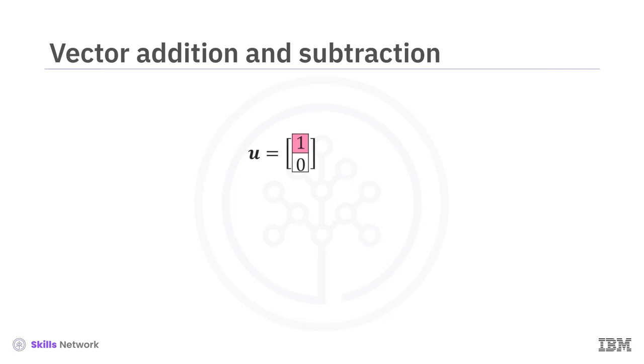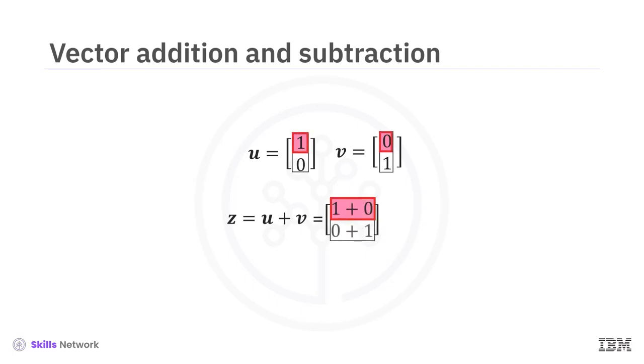Consider the vector u with 2 elements. The elements are distinguished by the different colors. Similarly, consider the vector v with 2 components. In vector addition, we create a new vector, in this case z. The first component of z is the addition of the first components of vectors u and v. Similarly, the second component is the sum of the second components of u and v. This new vector z is now a linear combination of the vectors u and v.